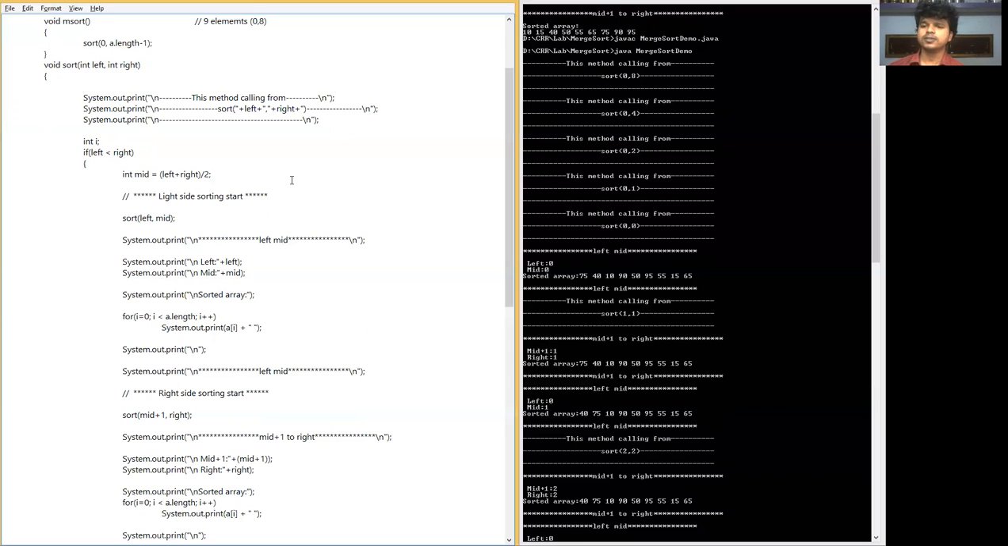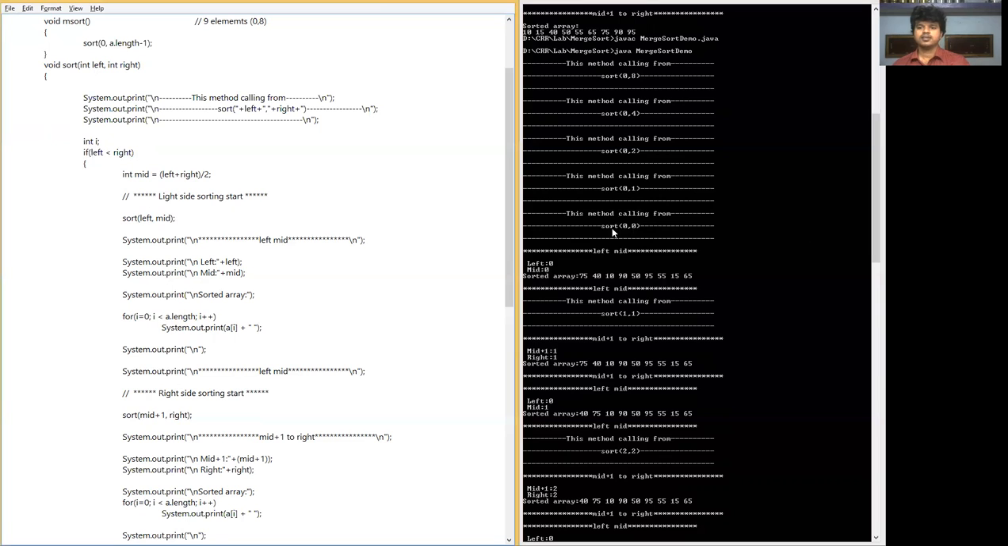Until how many times is this function called itself? Until the condition fails. If left is less than right, see here. This method is calling sort 0, 0, so 0 is less than right 0? The condition failed because 0 is equal to 0, but the condition is 0 less than 0. So the condition fails, and automatically these recursive function calls are going to break down.